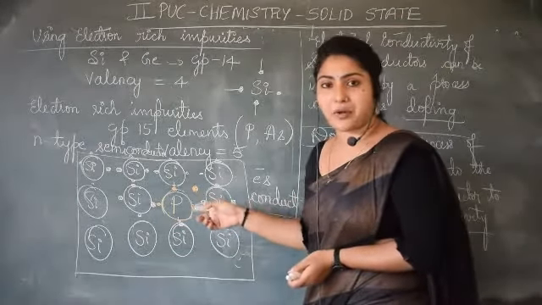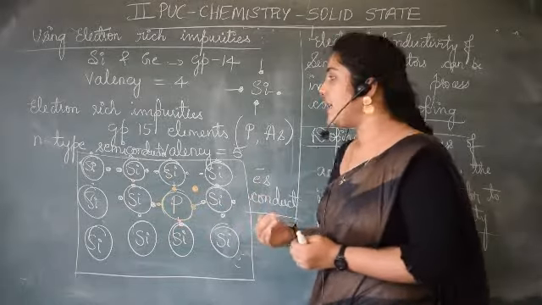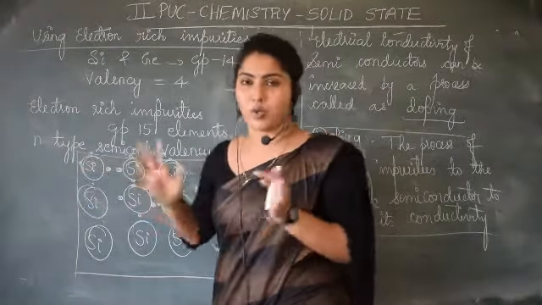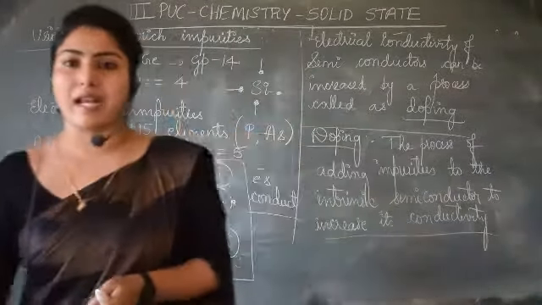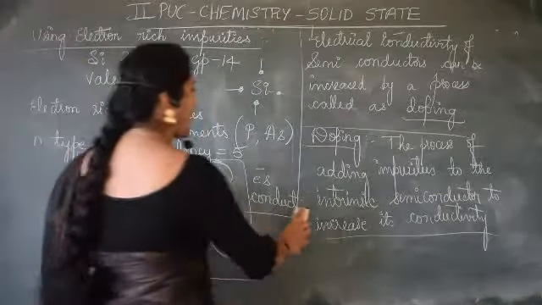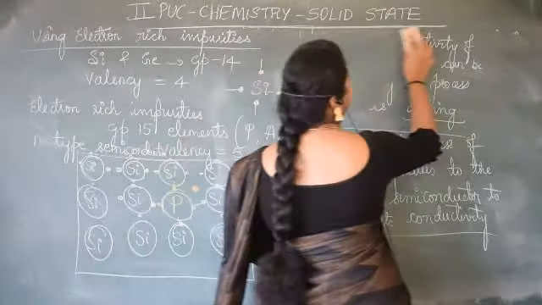Conduction is due to electrons, and such a semiconductor is called an N-type semiconductor. Hope you got it? Now we will study what a P-type semiconductor is. Then it becomes easy for you to differentiate between these two.